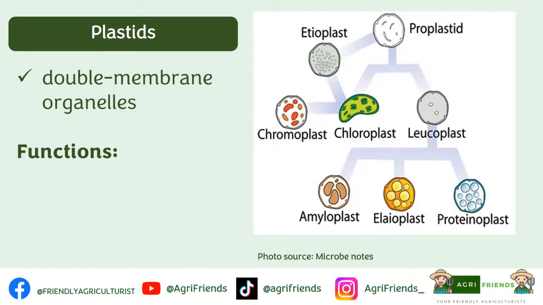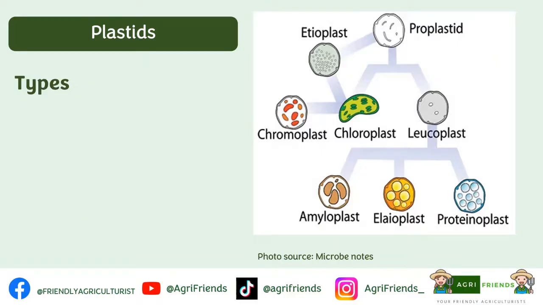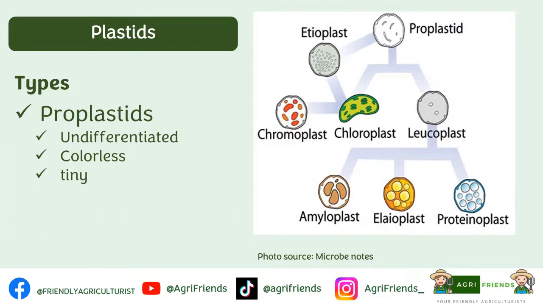Plastids are double membrane bound organelles involved in synthesis and storage of food. There are several types of plastids: the proplastids, etioplasts, chromoplasts, chloroplasts, leucoplasts, and many more. The first type are the proplastids. These are undifferentiated, colorless, and tiny in size, and they may be differentiated into etioplasts, chromoplasts, chloroplasts, and leucoplasts.